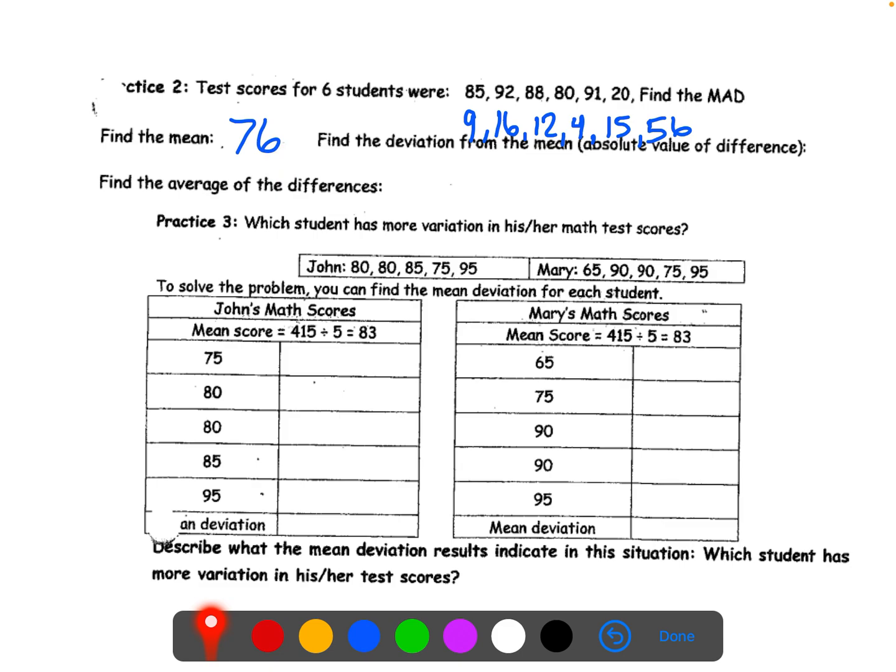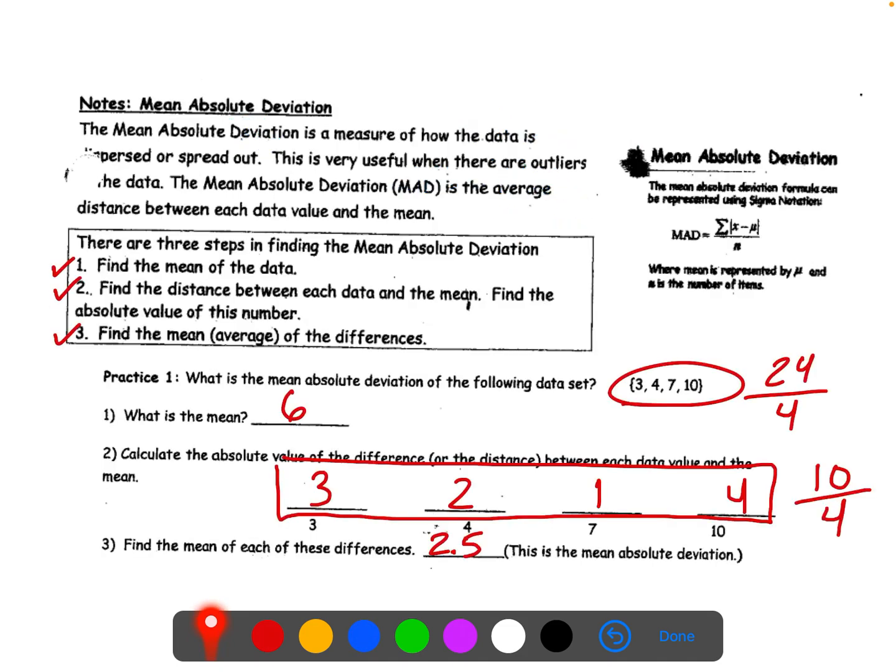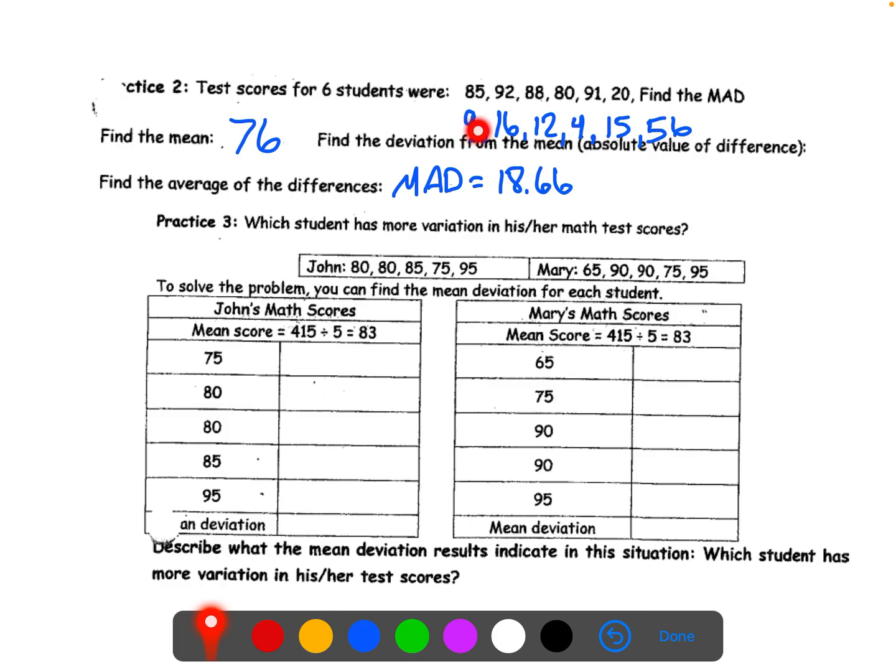Okay, so now we need to lastly find the mean again. We need to find the mean of all these differences, these deviations. So we'll add them together, still divide by 6, and that's going to give us a mean absolute deviation of 18.66. That's much higher than what we saw in this example, where we were closer to 0. So our data was not as spread out. It was only a few away from our average here. Here we've got a big variety, especially with this last number that's pulling us far away from that average.